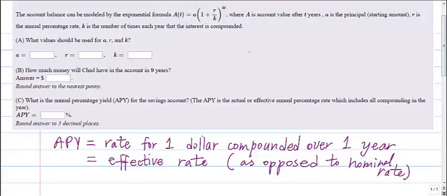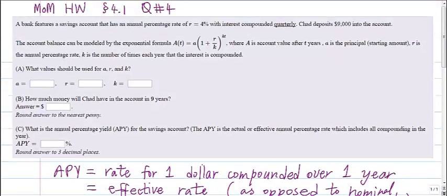Hello. Some of you had questions about question number 4 in section 4.1, the MyOpenMath homework, specifically part C, which talks about the annual percentage yield for the savings account.